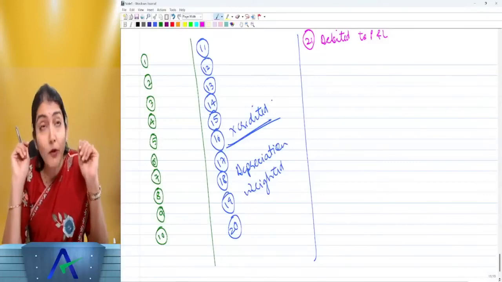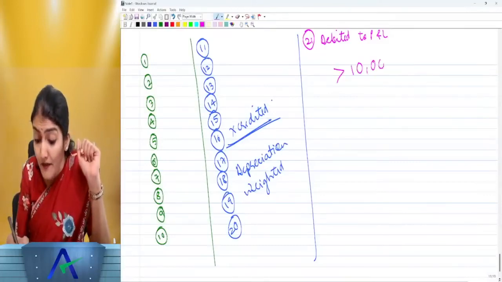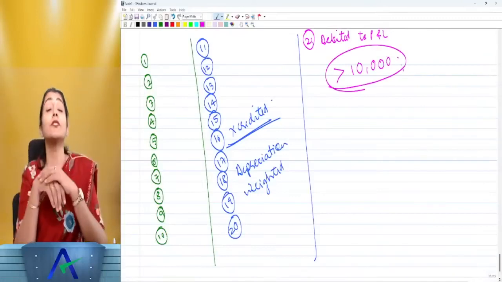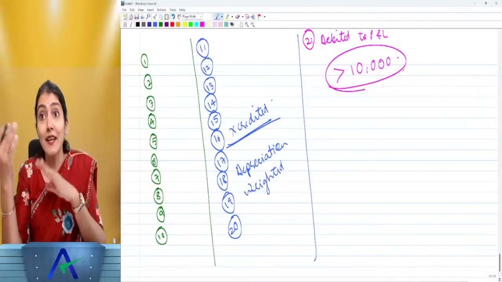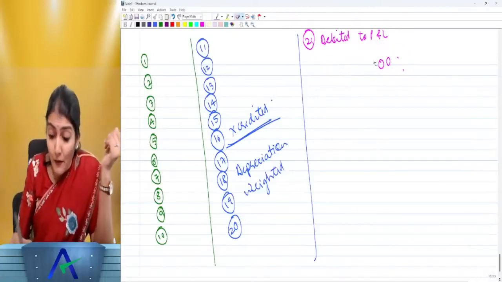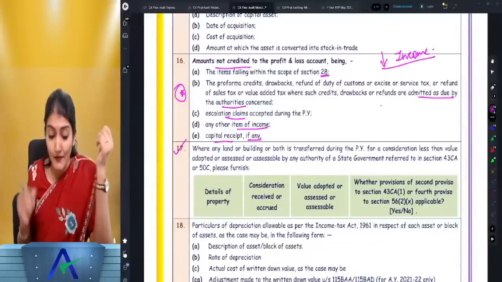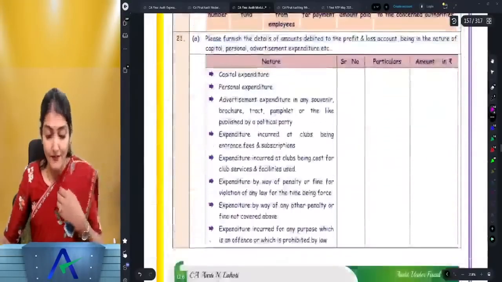And then a very important one in 21, payments in excess of 10,000 made by other than account payee cheque or account payee draft. Again disallowed. 21DA and 21DB. And the payments in excess of 10,000 other than by account payee cheque or account payee draft. So you have 17, 18, 19, 20, 21.